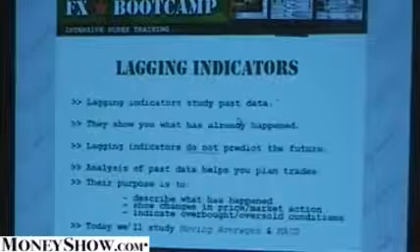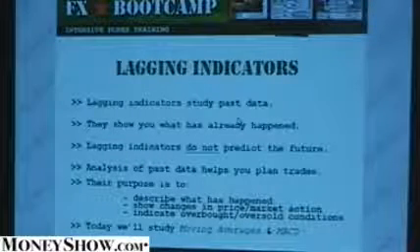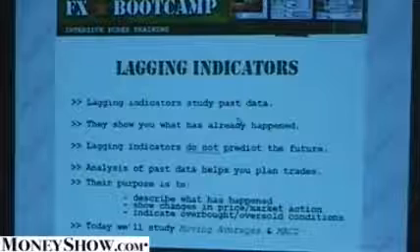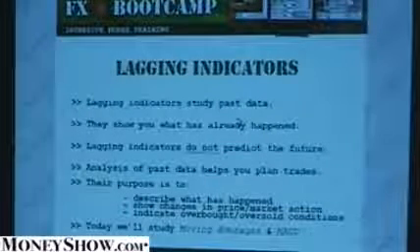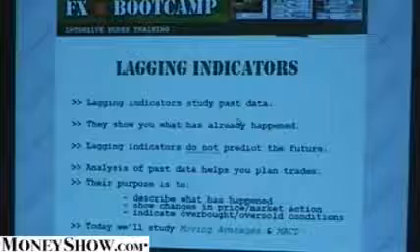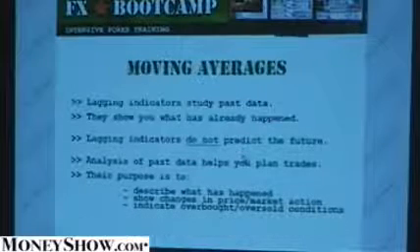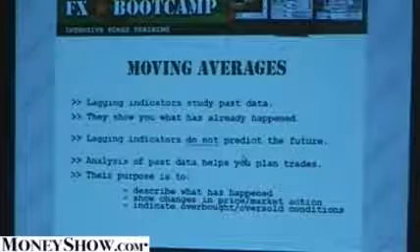Okay? Lagging indicators study past data. They do not predict the future. They've only told you what has been happening. What you're looking for is a change. You're setting up a trade plan, so you want to sort of predict the future, right? You're using this past information to look for a change, and then you can develop a trade plan around that change. So we'll look at moving averages and MACD for this.